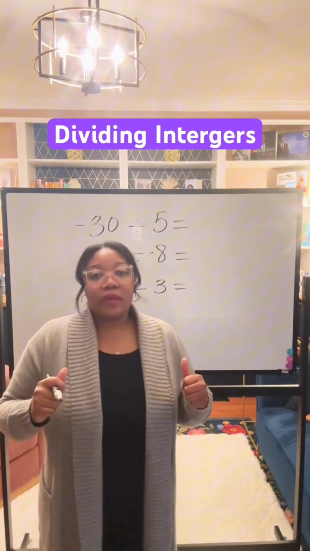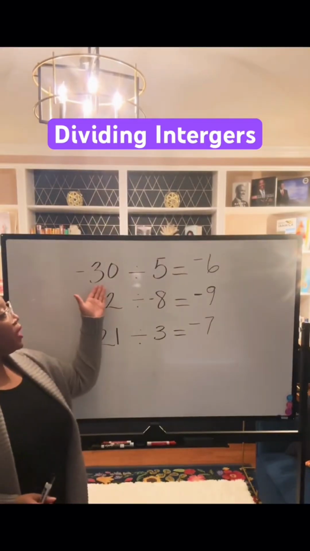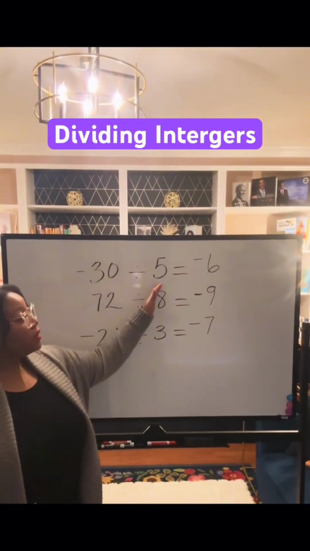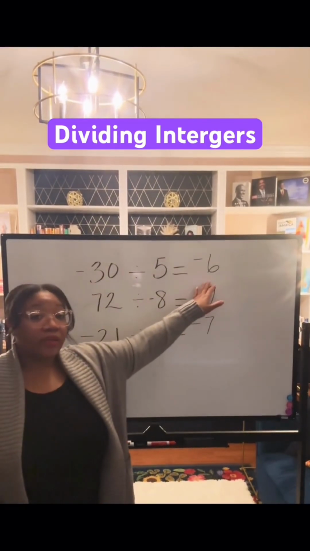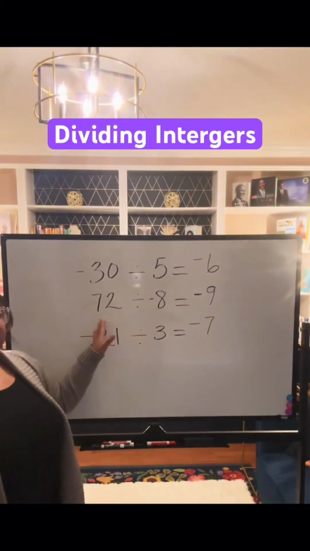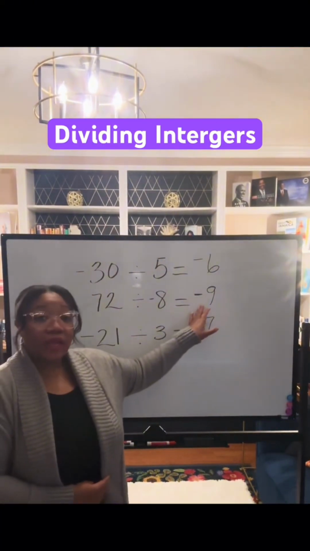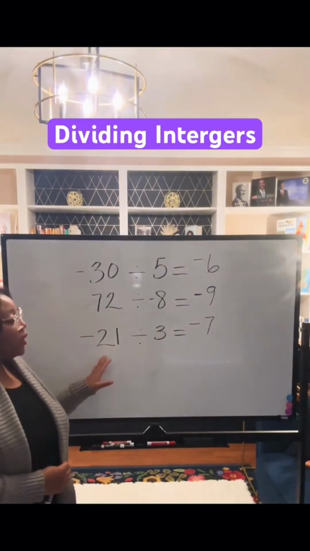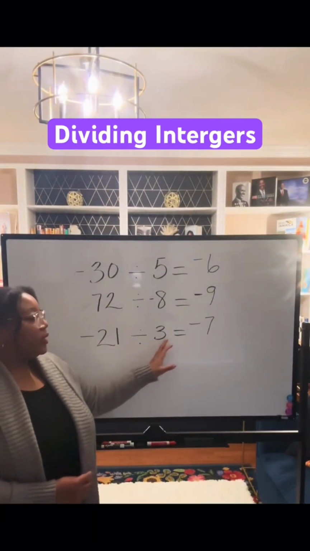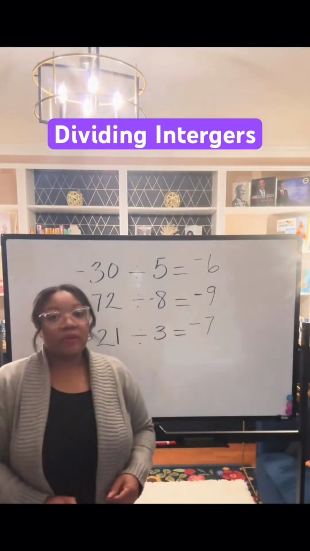Let's take a look at what I mean. For example, negative 30 divided by a positive 5 is going to get us a negative 6. Positive 72 divided by a negative 8, that's going to get us a negative 9. Negative 21 divided by a positive 3 is going to get us a negative 7.